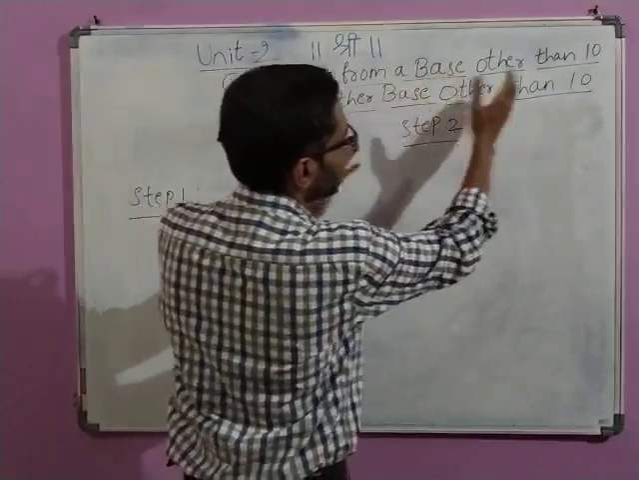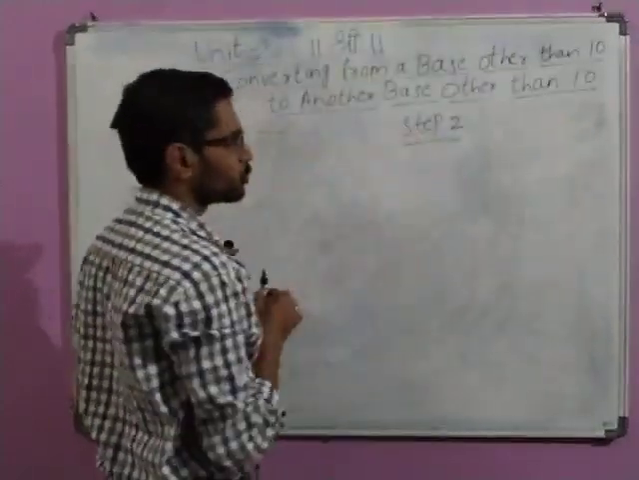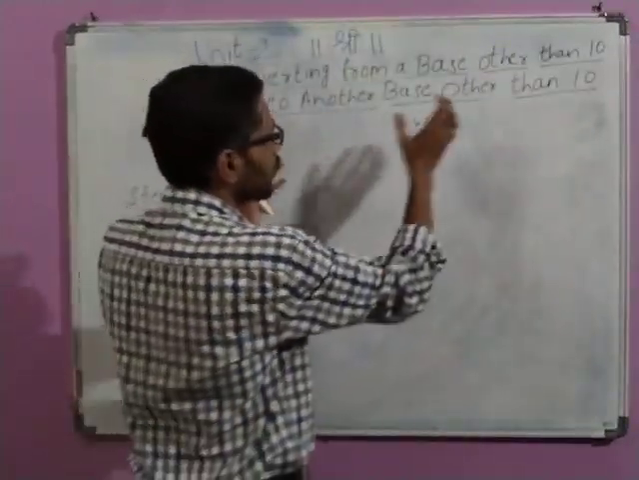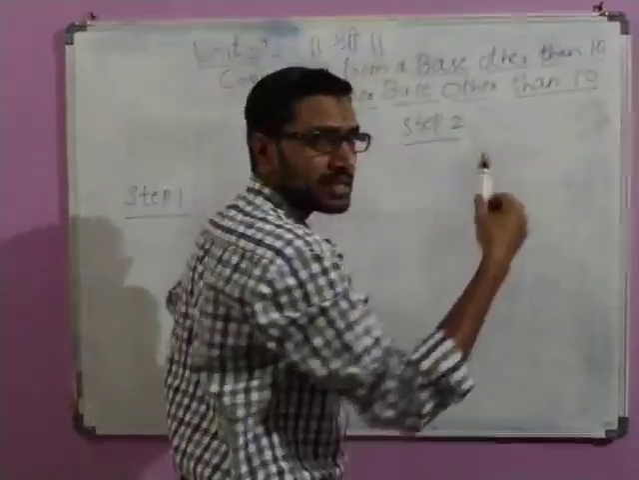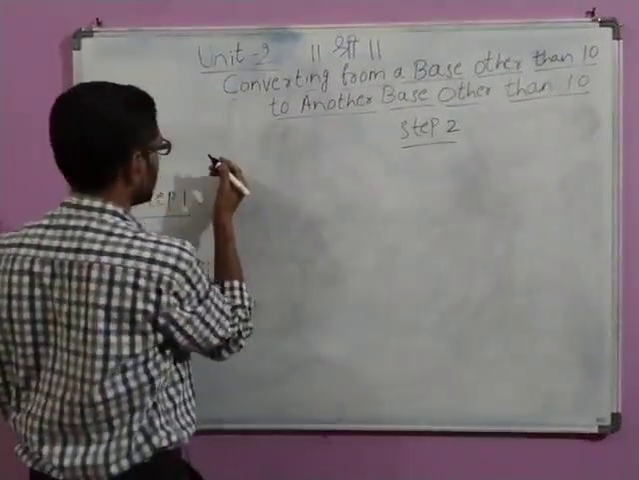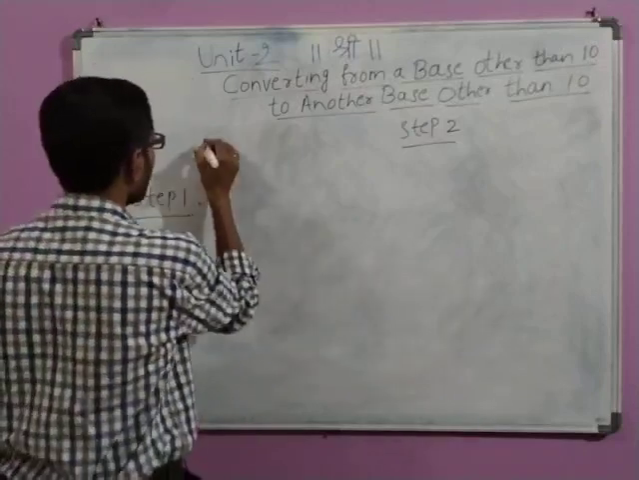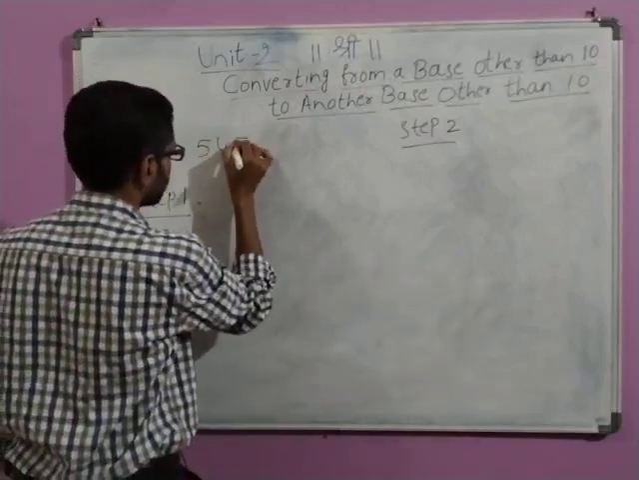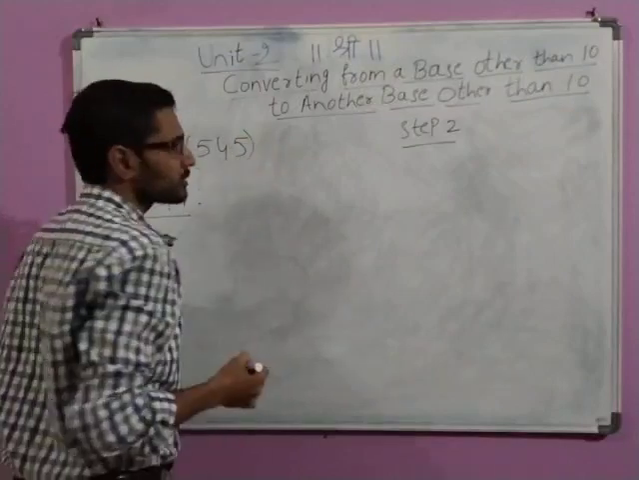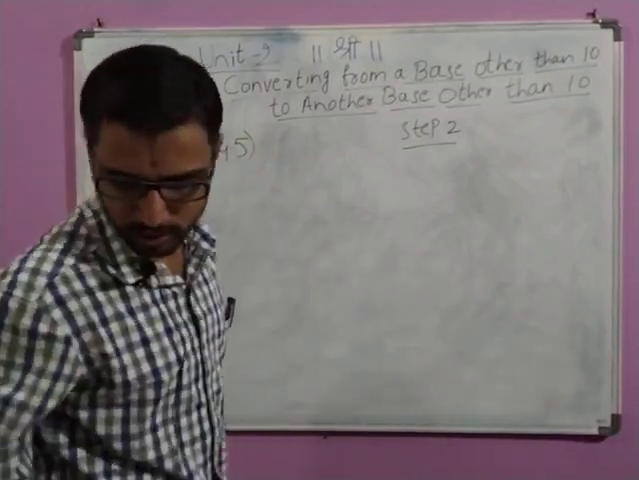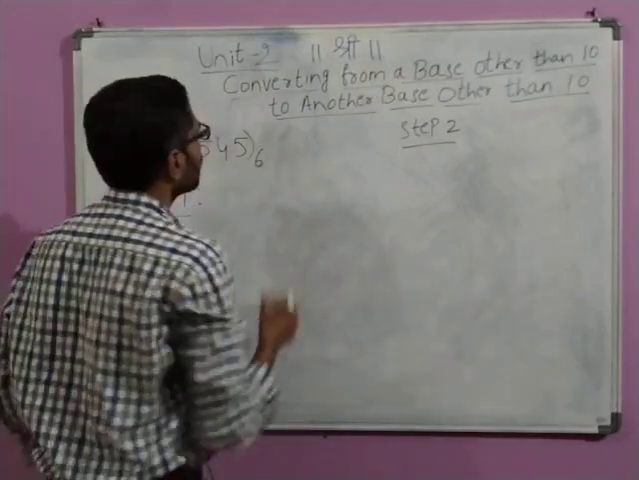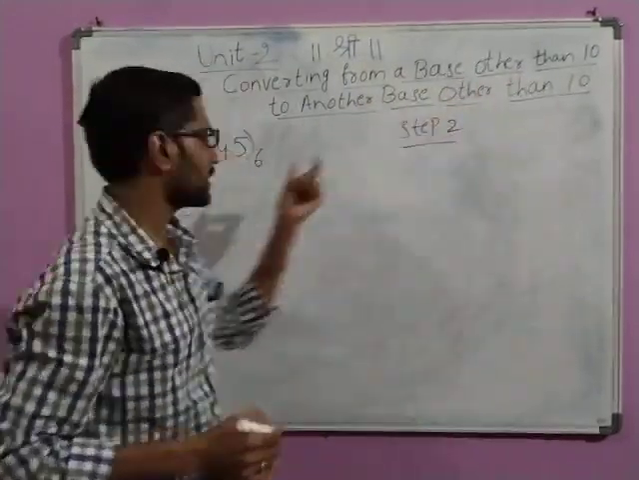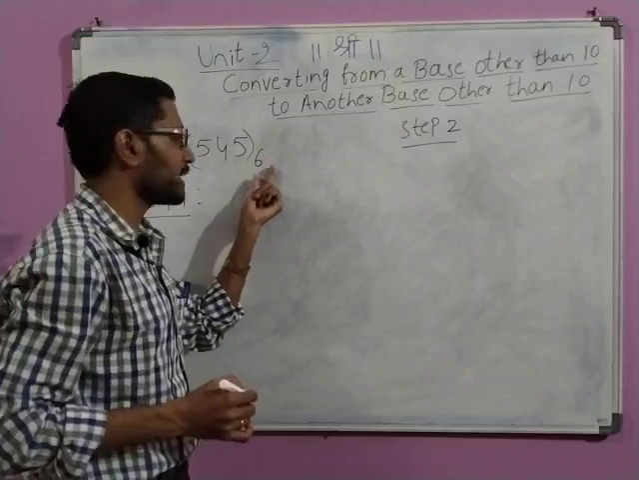Converting from a base other than 10. So this is the first part. We have a number which is not in base 10. That is the meaning here. If I write like this, I will take the example 545 to the base 6. So converting from a base other than 10: now this is not in base 10.